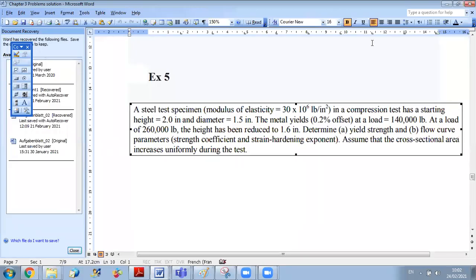So we will continue to solve problems on chapter 3. Let us wait just some time because some people are still entering the meeting.